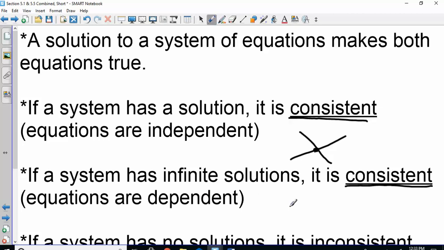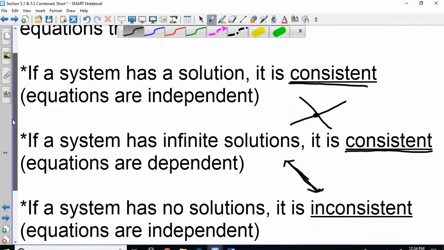If I were talking about lines, how could we have infinite solutions? If they're the same line. If I give you two lines that are the same, every point on that line makes them true. So if it's independent, they're two different lines. If it's dependent, it is the same line. And then anything that cannot be solved is called inconsistent.